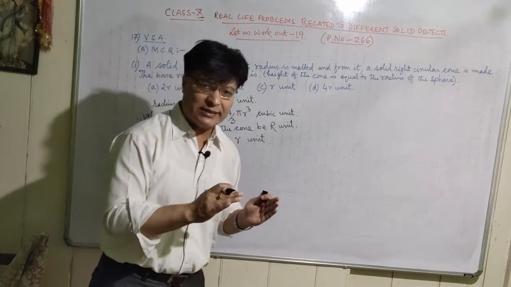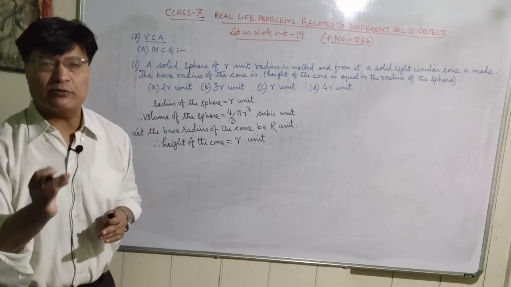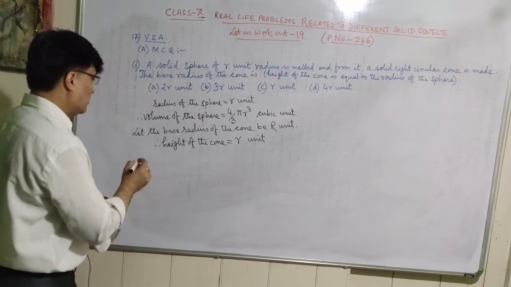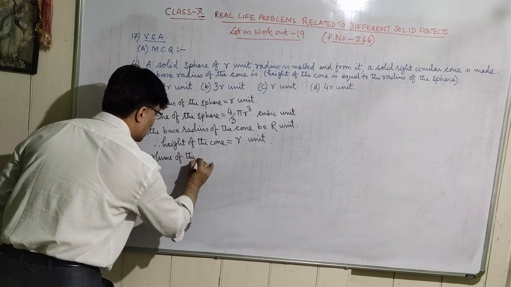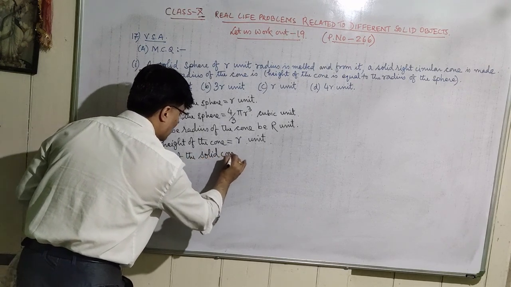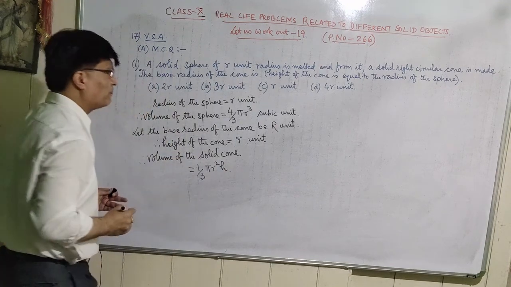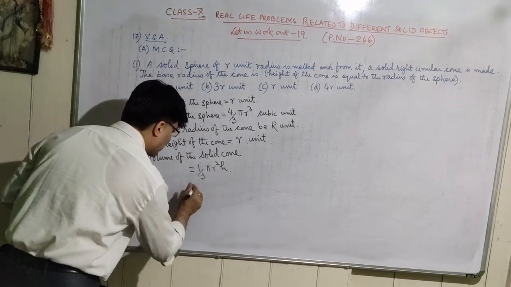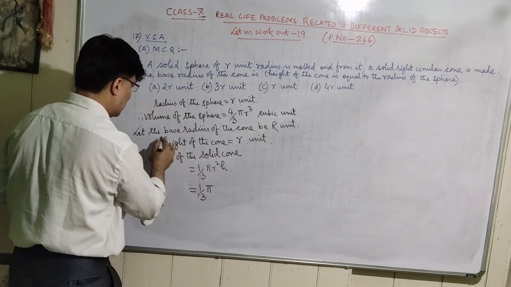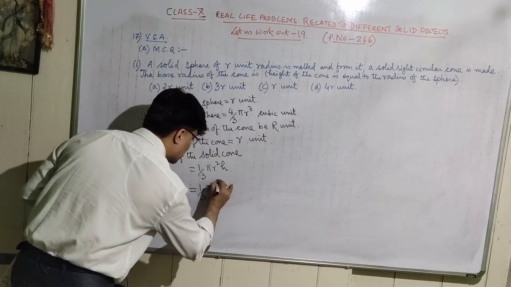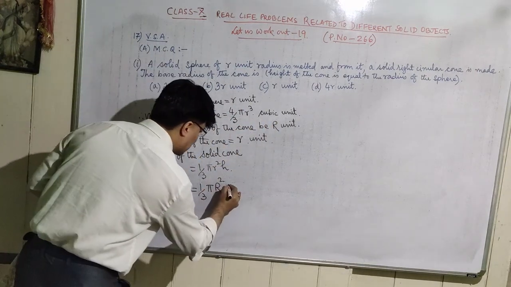Now let us find out the volume of the cone. Because a sphere is melted and a right circular cone is made, in this case also you have to find out the volume of the right circular cone. So what is the formula? Volume of the solid cone is 1/3 pi r square h. Which is equal to 1/3 pi, and the base radius of the cone is capital R, so capital R square into the height of the cone, which is equal to the radius of the sphere, that is small r.